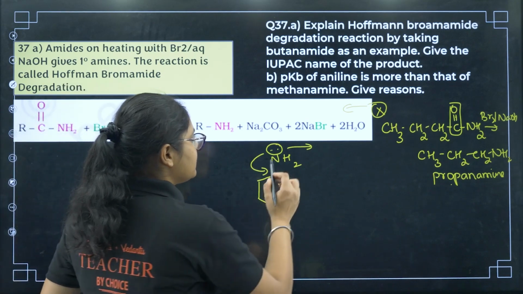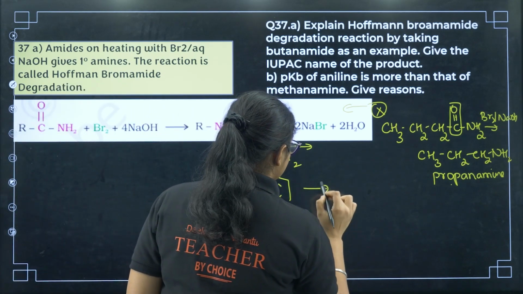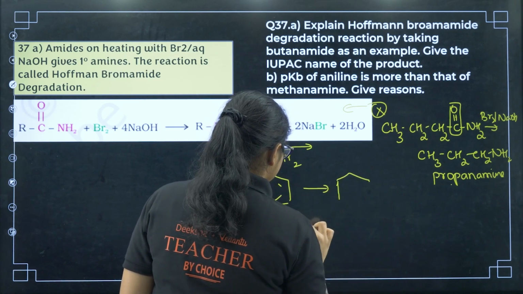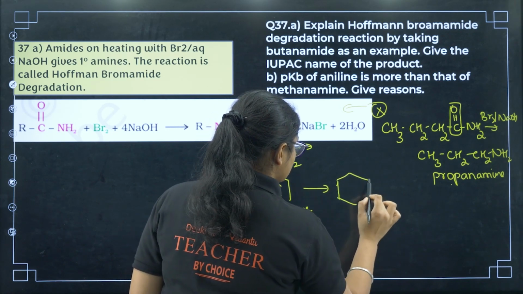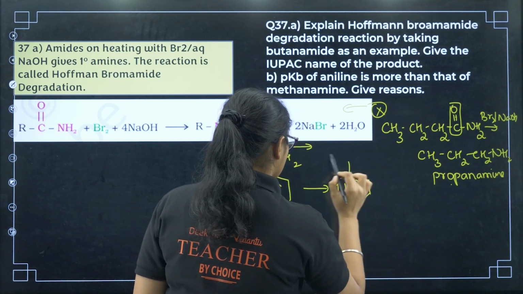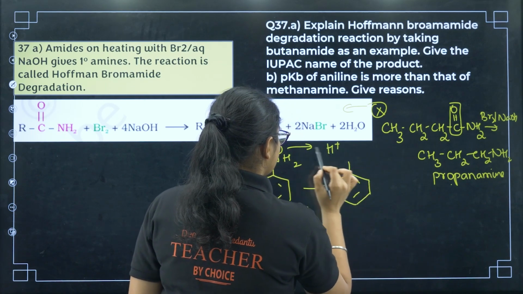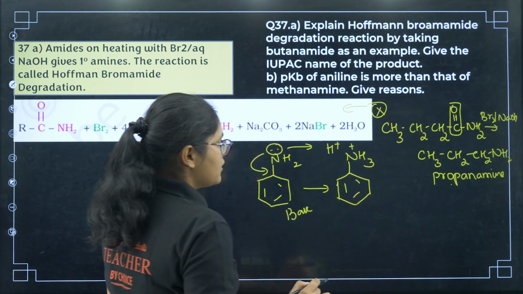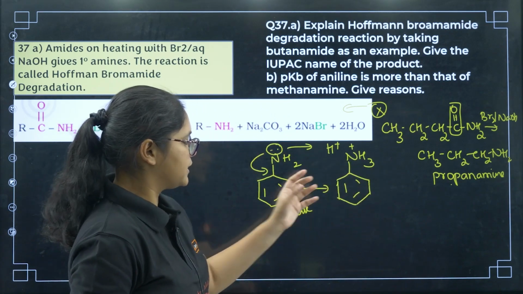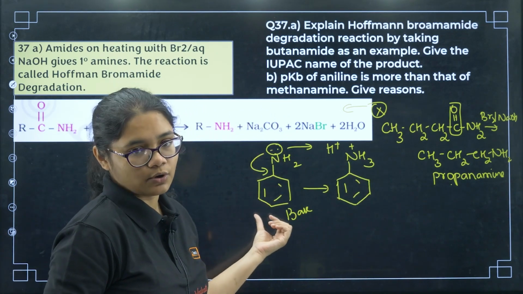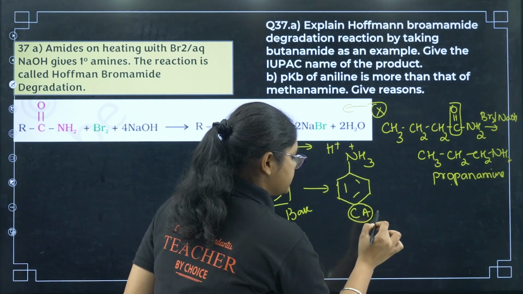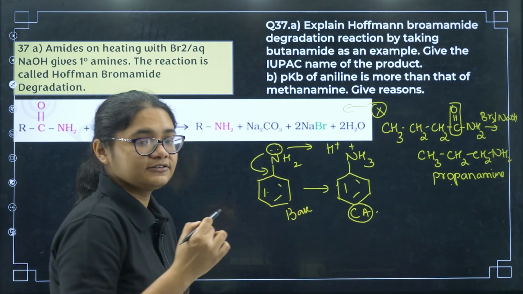Now, for example, if at all it is donated, then what will happen? This is a base, right? So its conjugate acid will be like this: it will donate this electron to H plus and we will get NH3 plus. Now, if this NH3 plus is more stable than this one, then it is a stronger base, right? If you remember, if the conjugate acid is more stable, then the base will be a stronger one.